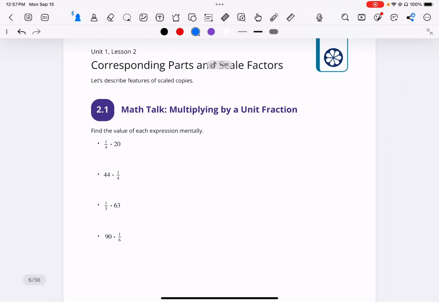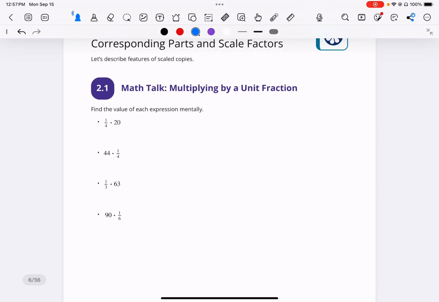So for this lesson, we're going to talk about corresponding parts and scale factors of scale drawings. First, we're going to find each of these expressions mentally because it's going to help us determine what the scale factor is. 1/4 times 20, if we change this into 20 over 1, we can multiply the numerators to get 20, multiply the denominators to get 4.